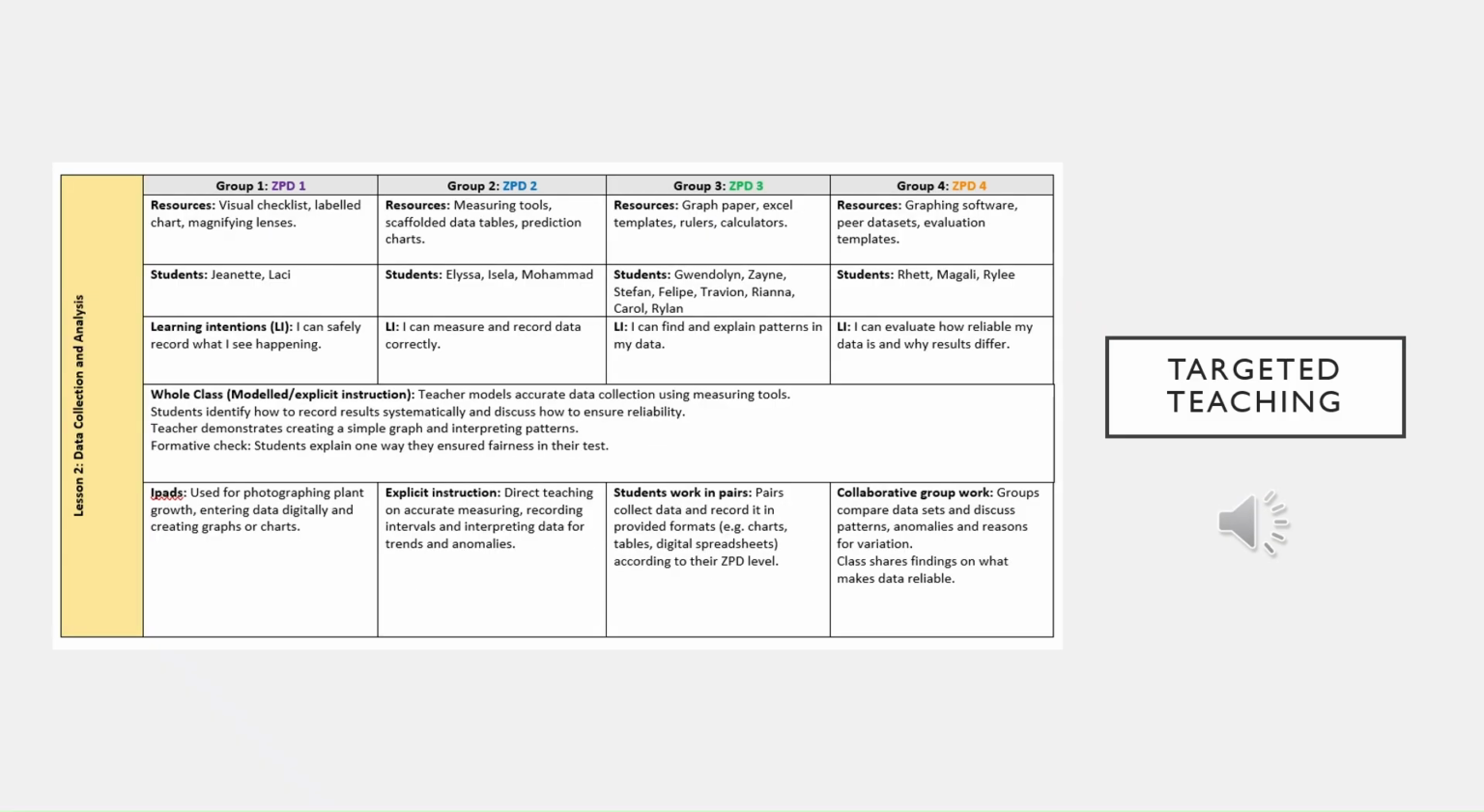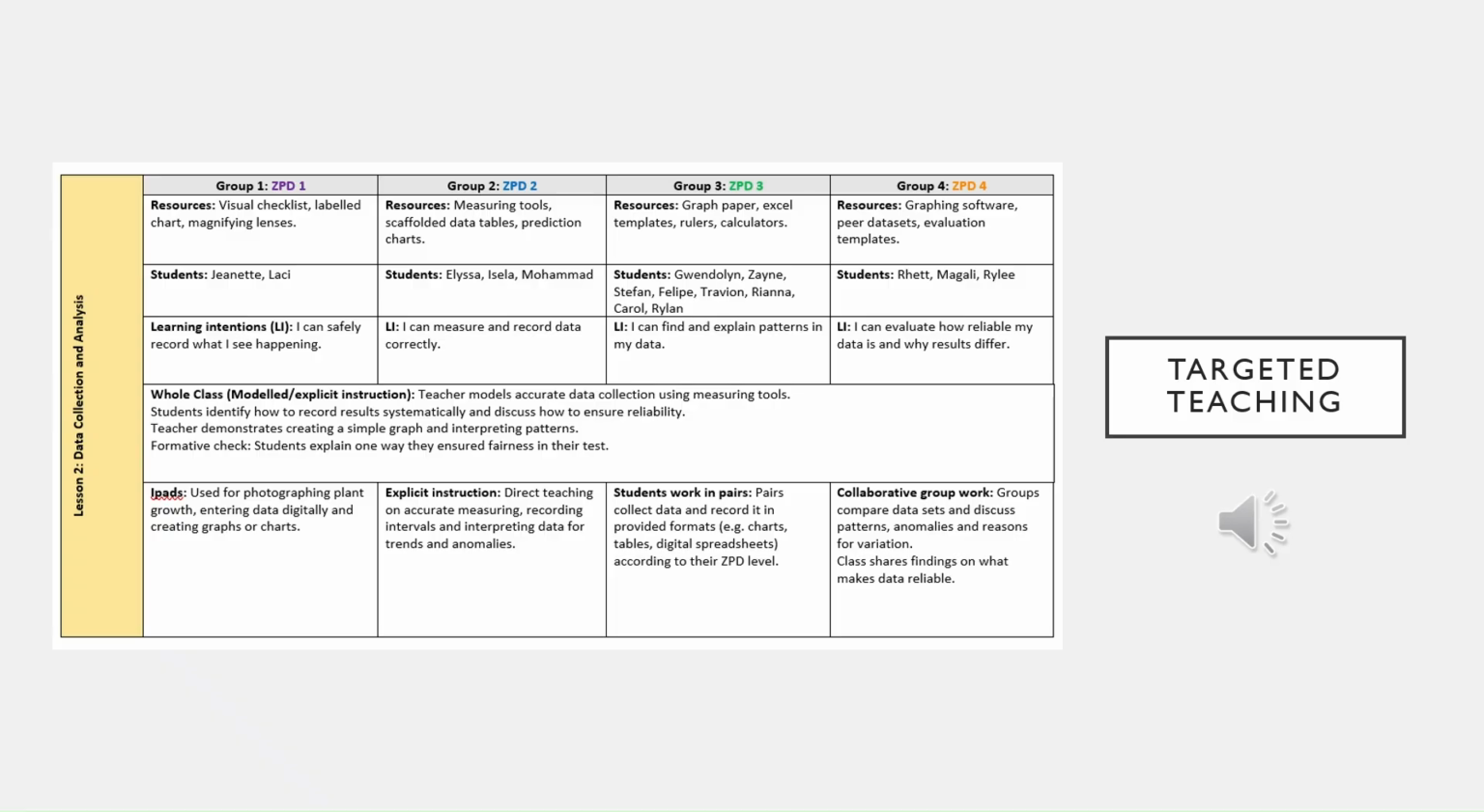Lesson 2 transitions students into the data collection and analysis phase, applying their investigation plans to authentic scientific practice. ZPD-1 and 2 learners continue to receive explicit instruction as the teacher models accurate measuring and data recording. They use visual checklists, label charts, and scaffolded tables to record results safely and systematically. ZPD-3 and 4 students work more independently using iPads and digital tools such as Excel templates and graphing software to analyse their data, identify trends, and explain anomalies.